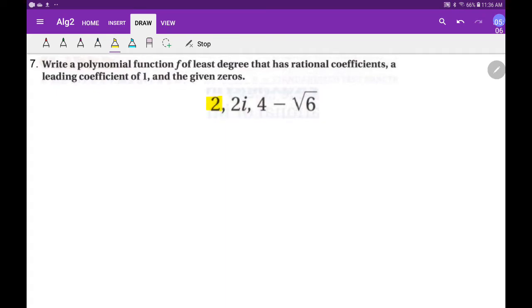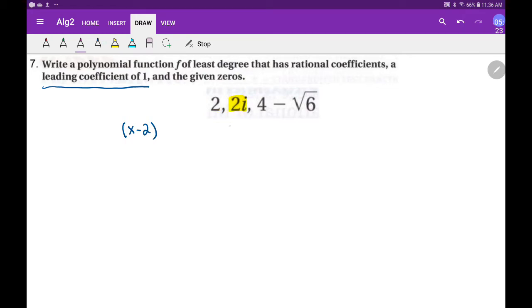We have x is equal to 2. Okay, so I know what that looks like. Well, by the way, it's very nice that we have a leading coefficient of 1, that I don't have to think about that. I can say x minus 2. There we go. I have 2. That's great.